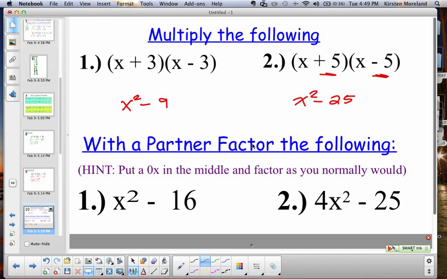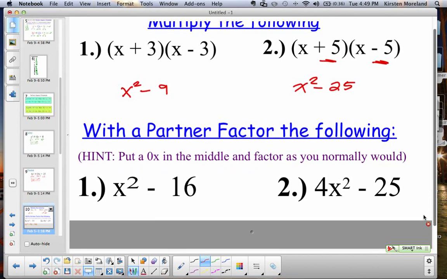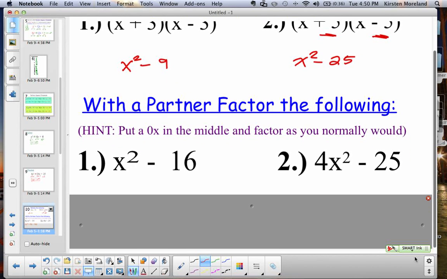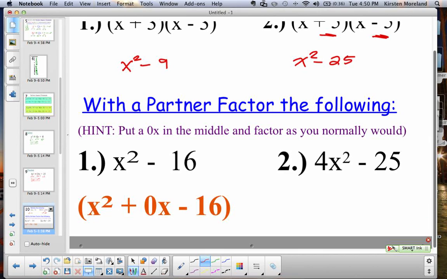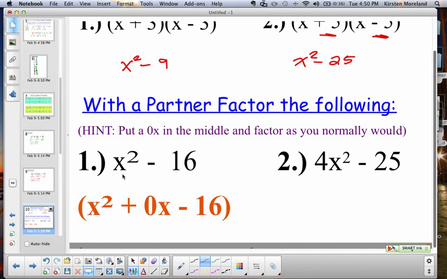Okay, so I'm going to factor one of these the longer way, and then I'm going to show you how you can quickly do the other one. If you forget the shortcut, let's say on a test, you can always put a 0x in the middle and draw your x. So I'm going to do this one the long way.